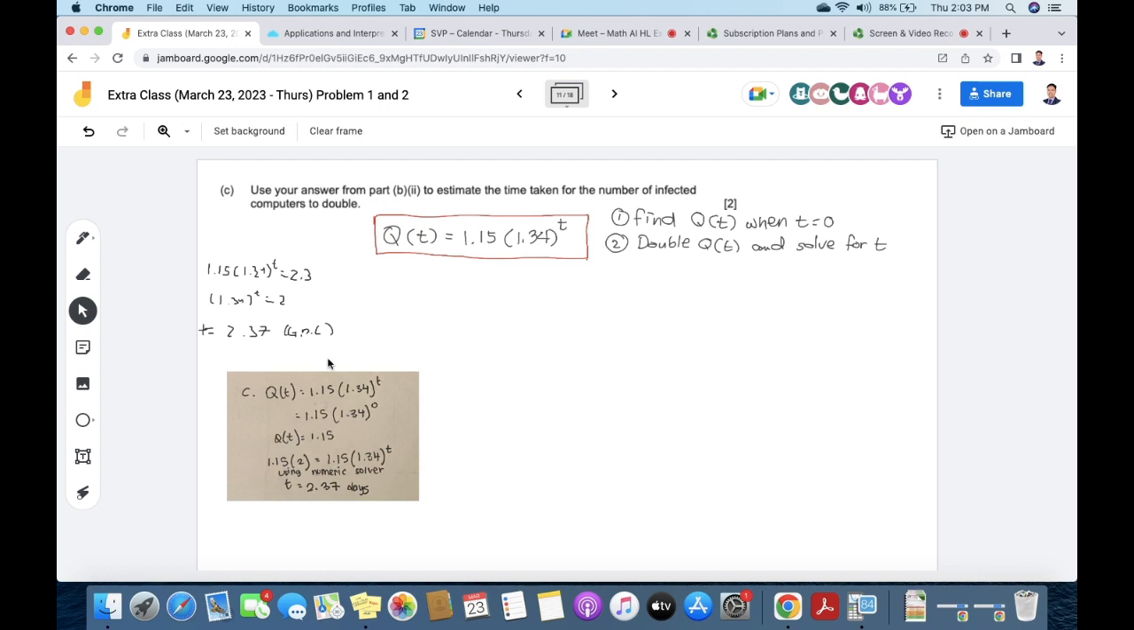Is there anybody here who has another solution? Another way of answering this? Any suggestions? Because what we wanted only here is to find the time when the number of computers will double. So we can actually do something else without using this. What else could we do?